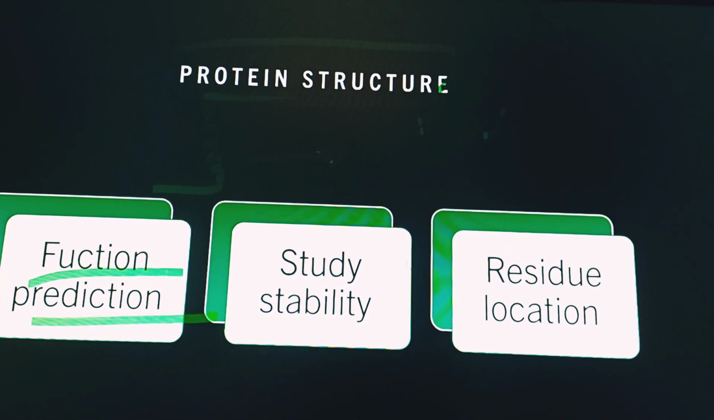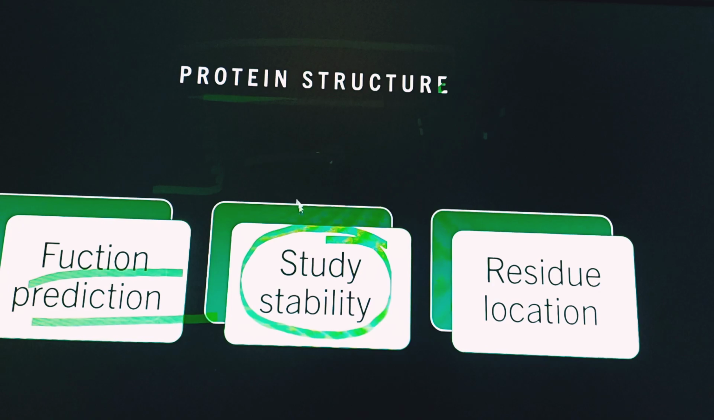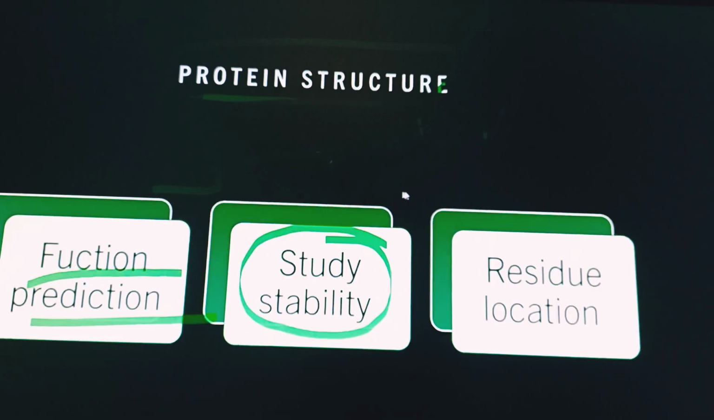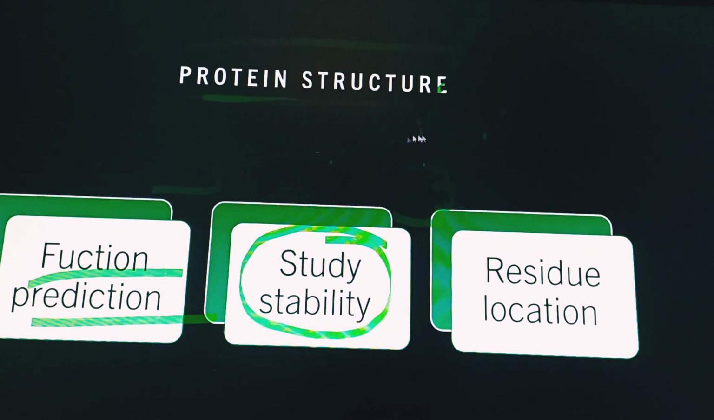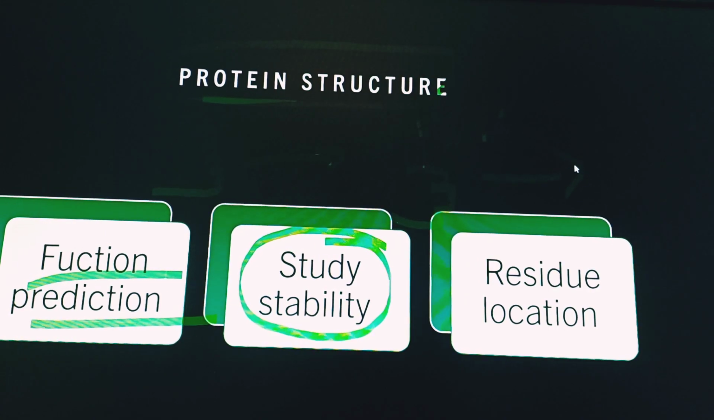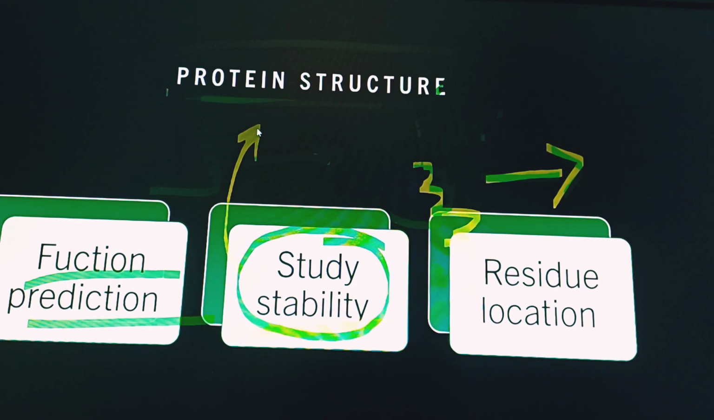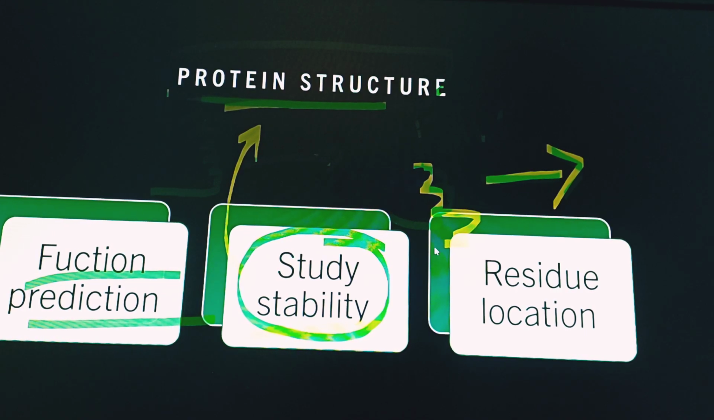We can do some study regarding the stability of that particular protein, how much stability that particular protein holds. Say suppose I have an alpha helix structure, and I want to calculate how much temperature this alpha helix can hold. So for that kind of stability study, protein structure is quite useful in bioinformatics.